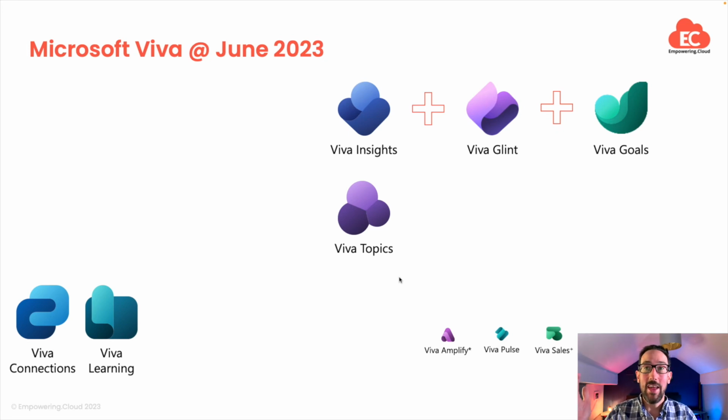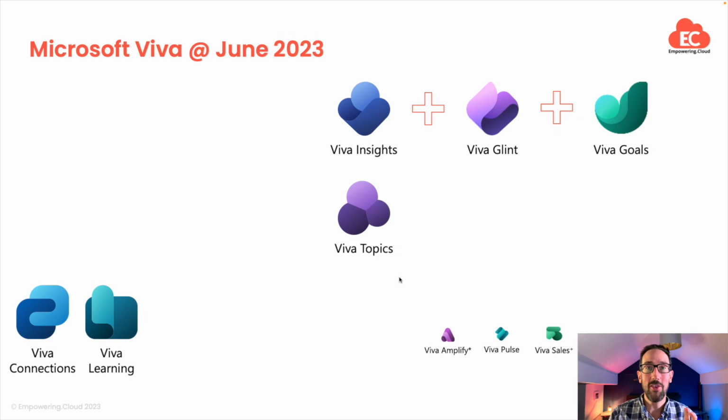And having the insights in Glint, you can do quite cool things to see how the most engaged people in the organization are working. Are they working in a different way to the least engaged people? And join them together. That seems quite a cohesive little package. Obviously, that wasn't available at launch. It is now. And then Viva Goals.